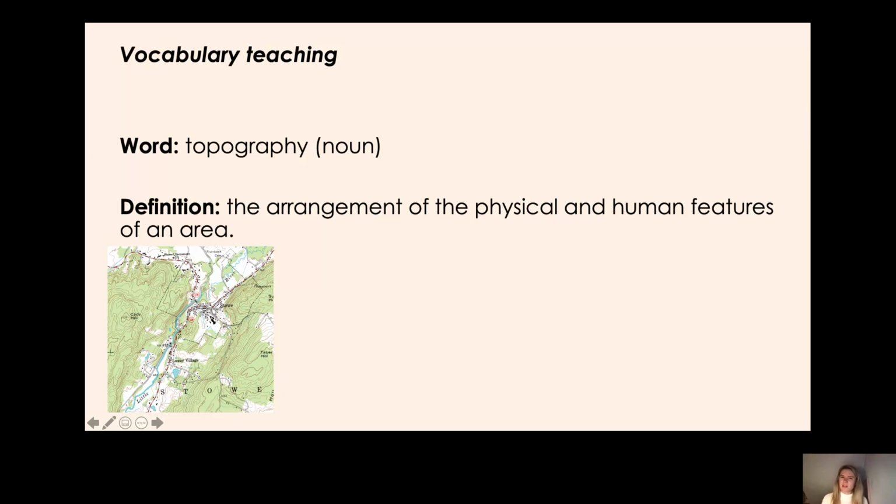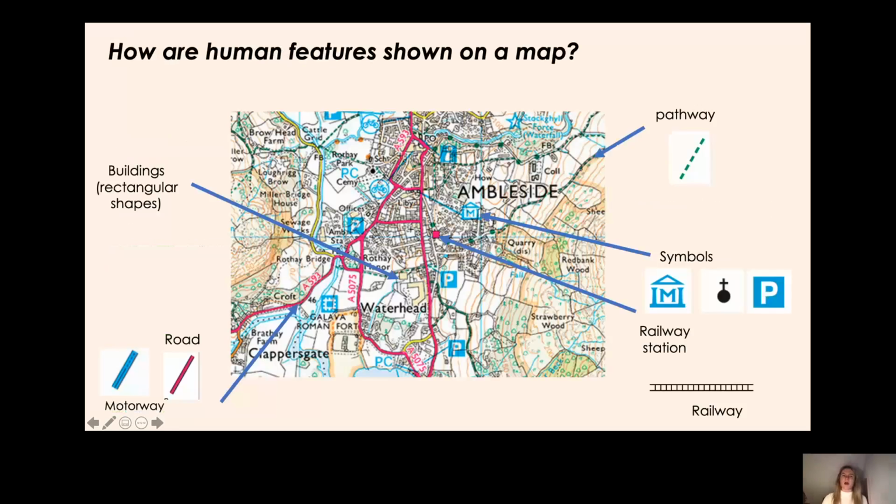Okay, now let's find out how physical and human features, the topography of an area, is shown on a map. So the different shapes, colours and symbols that cartographers use. So here are some human features shown on a map. So as you can see, we have got a map here, and it is part of an ordnance survey map.